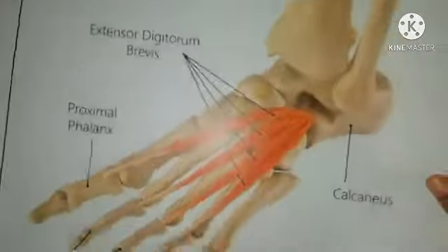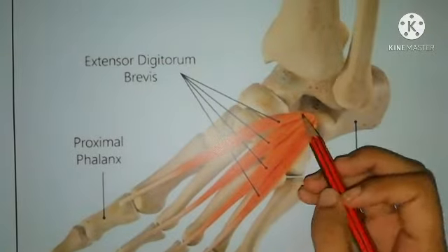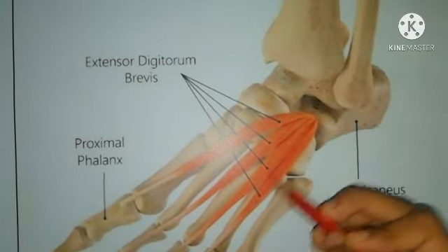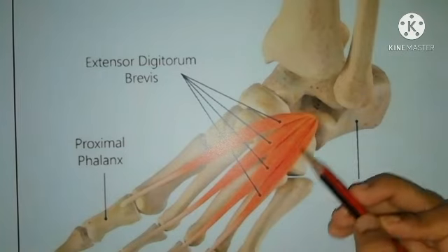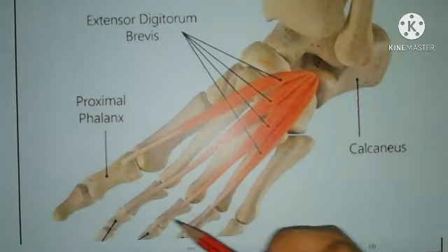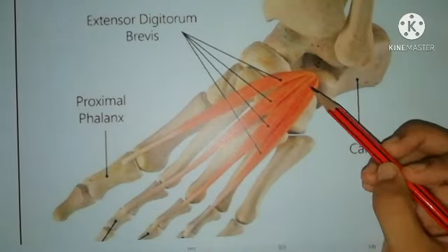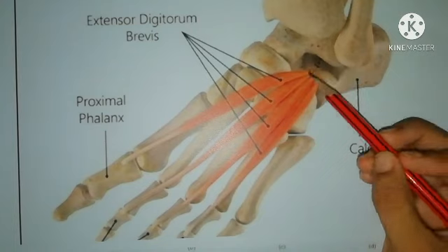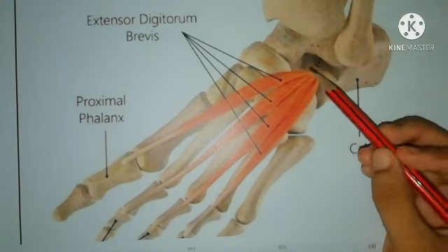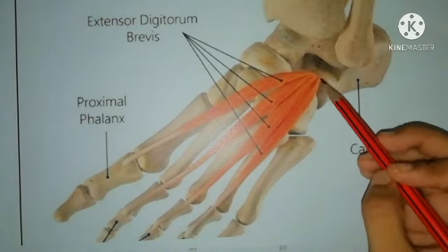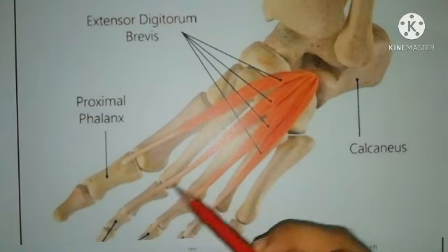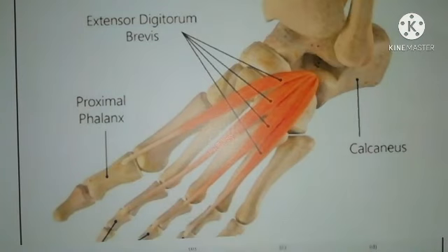Now we will be seeing extensor digitorum brevis. This is the muscle. It is a small muscle situated on the lateral part of the dorsum of the foot. This is the dorsum of the foot. Origin of this muscle is from the anterior part of the superior surface of the calcaneum. This is the calcaneum bone. The origin is from here. Insertion is in the phalanx. Nerve supply is deep peroneal nerve. Action is extension of the metatarsophalangeal joint of the big toe.